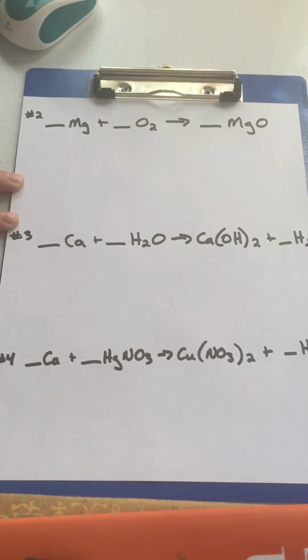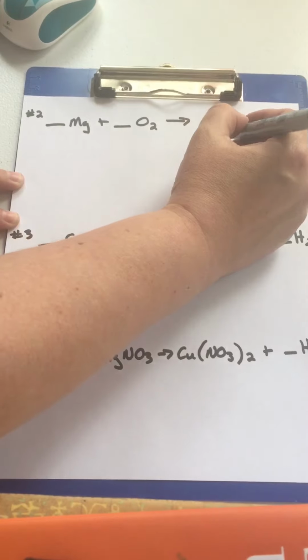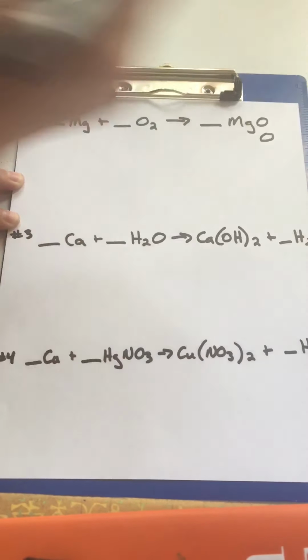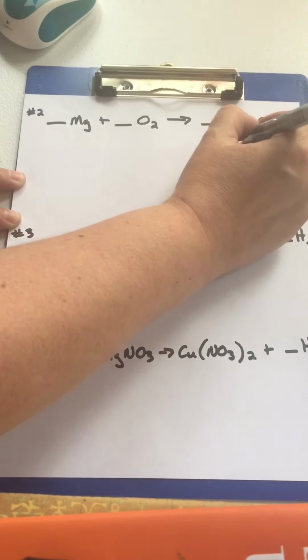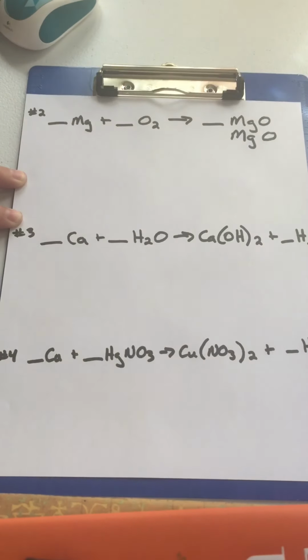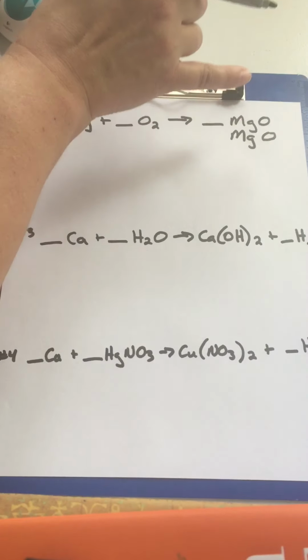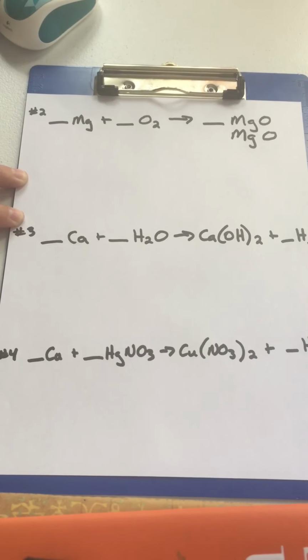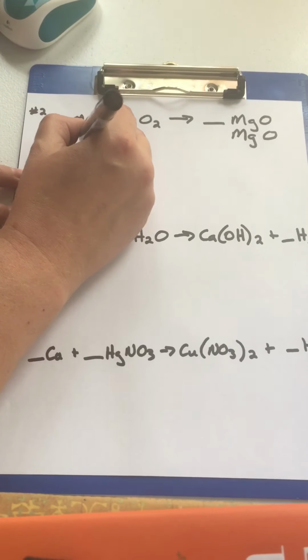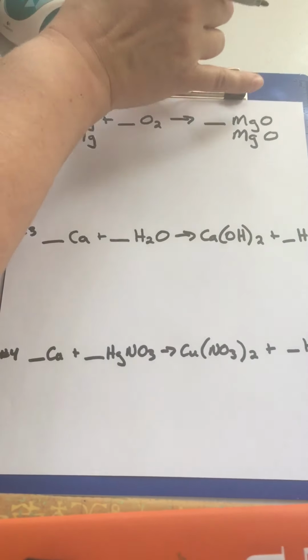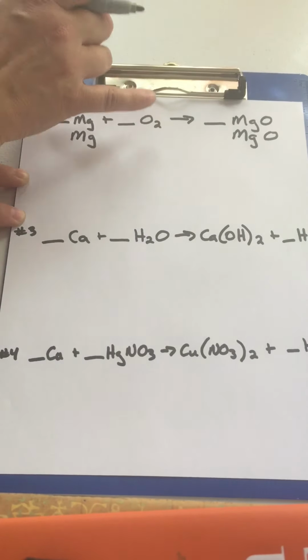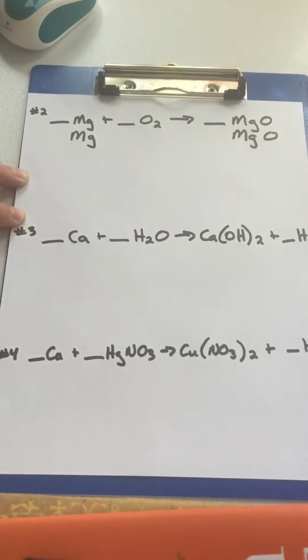So what do I need to do? I need to add an O. Now, can I add just an O? Nope, I have to add the whole chunk. So I have to add an MgO. So now I have 2 oxygens, but when I did that, I also now have 2 Mgs. So I've got to go on this side and I've got to add my Mg. So now I've got 2 magnesium, 2 magnesium, 2 oxygen, 2 oxygen.